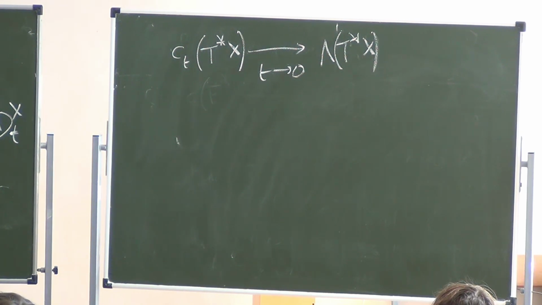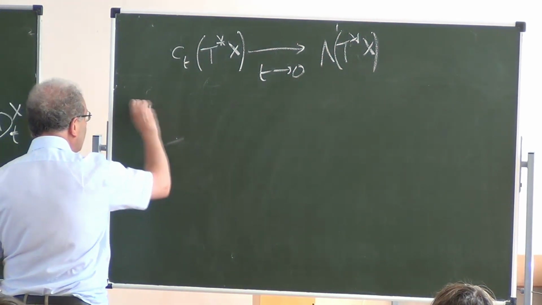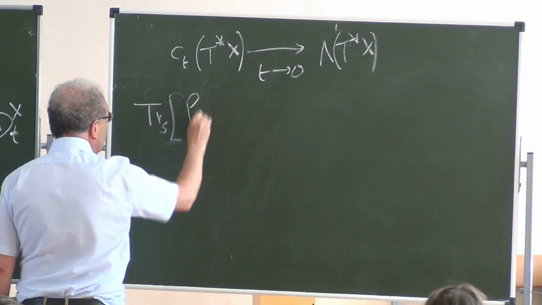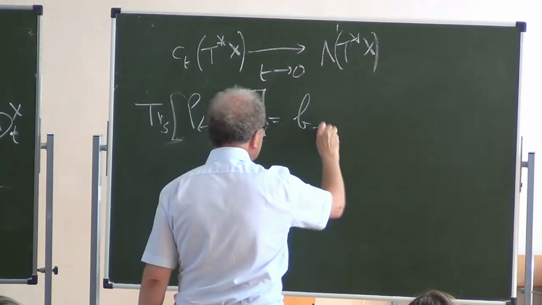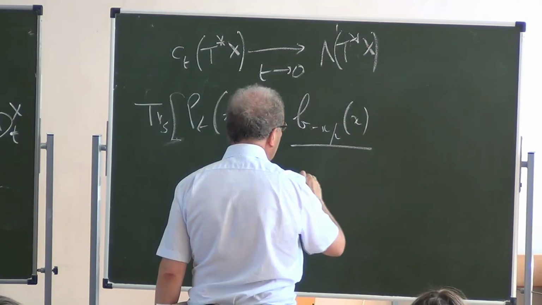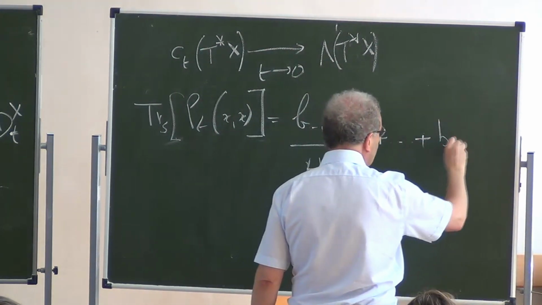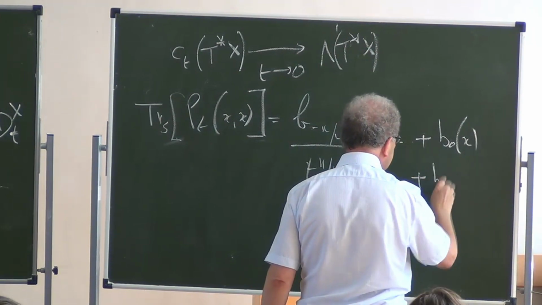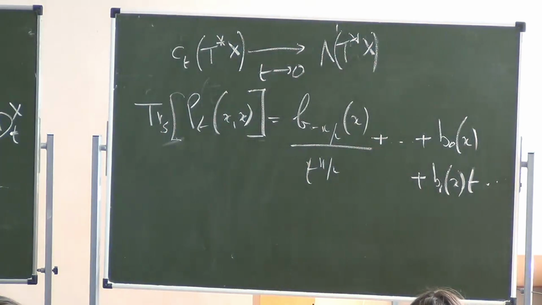So how are we going to do this? Let me remind you that we showed that a priori the supertrace of p_t(x,x) has an asymptotic expansion: b_{-n/2}(x) divided by t to the n over 2, plus this, plus b_0(x) plus b_1(x) t, etc. So the expansion, of course, stops. It's not an exact expansion. The function is not analytic, it's not a Laurent series, but it's valid to any order.